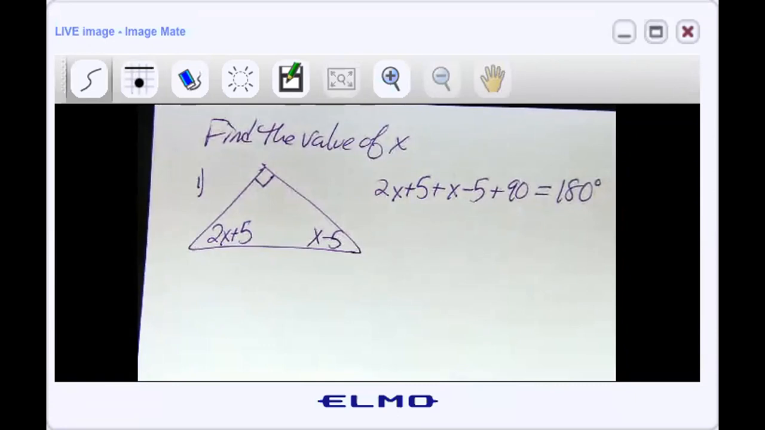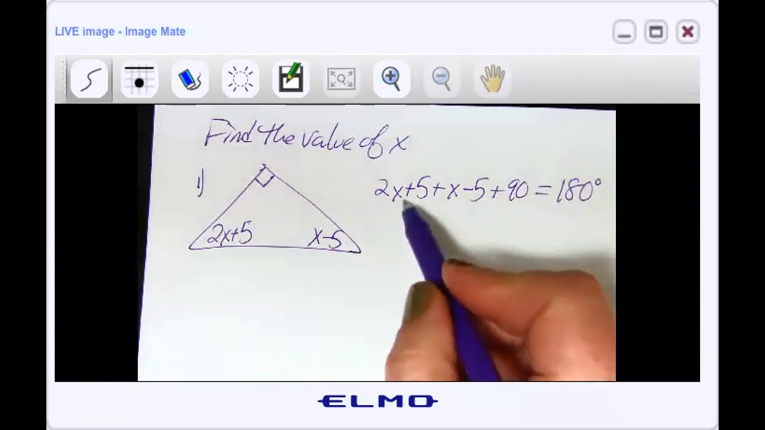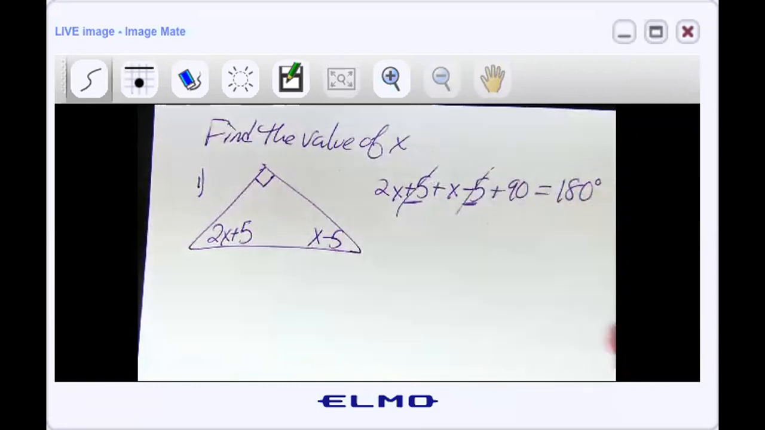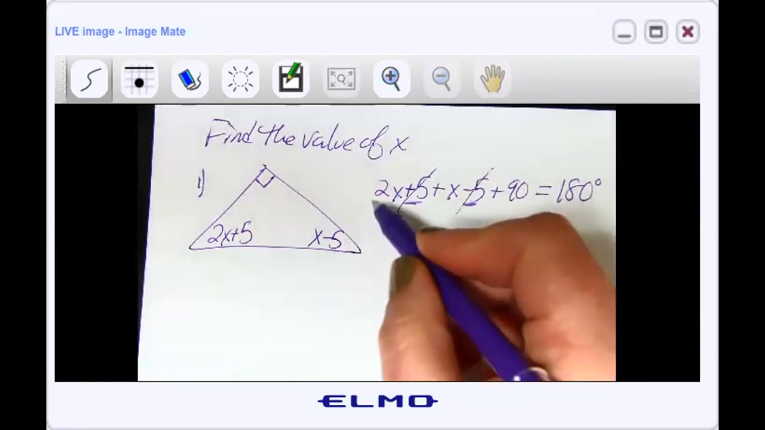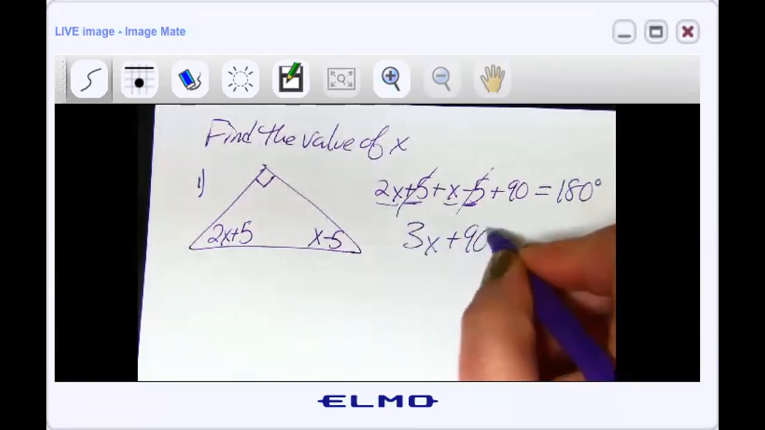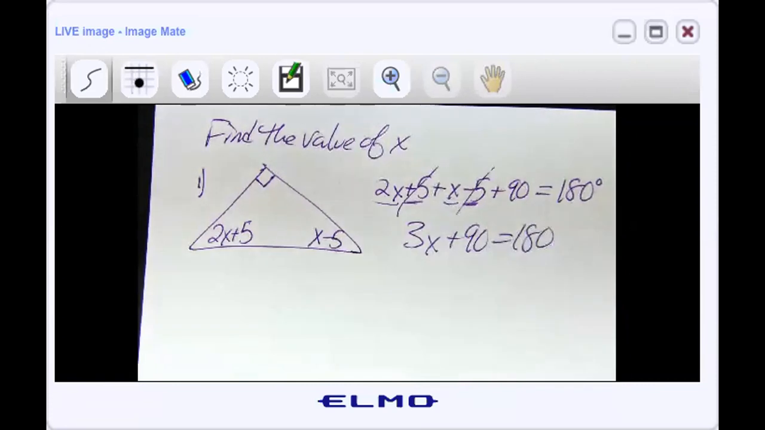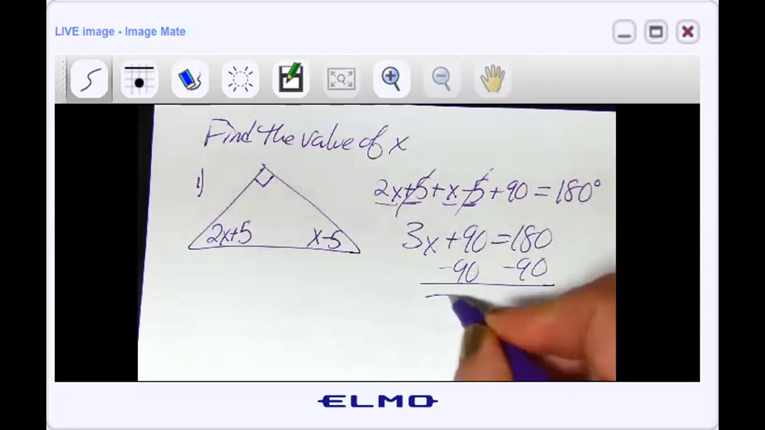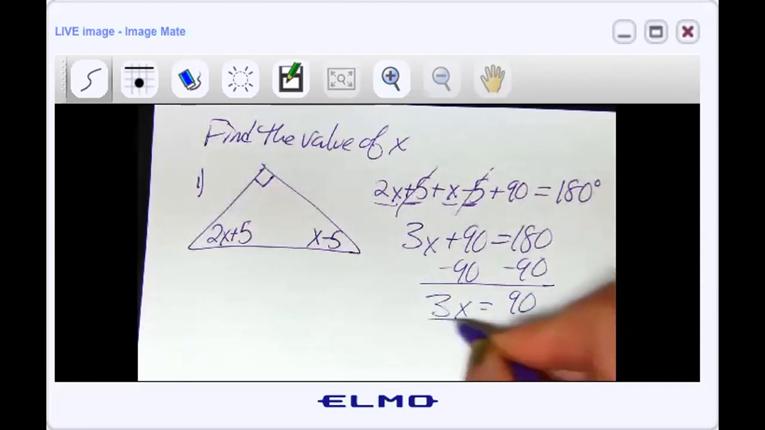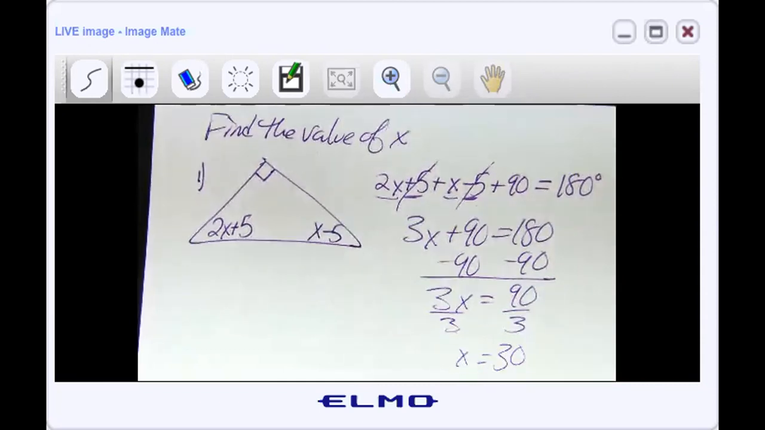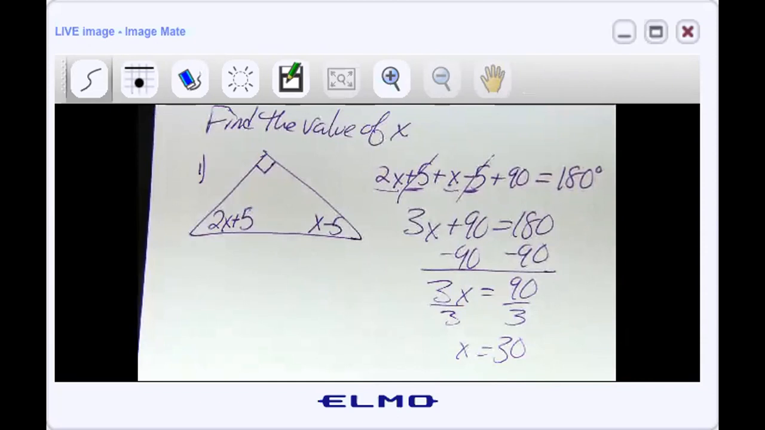If I look at just the left-hand side, I notice I have a plus 5 and a minus 5. They're actually going to cancel each other out, right? Plus 5 and minus 5 just go away. Then I have 2x and x, so together that's 3x plus 90 equals 180. And now I can solve this equation like I always do. Minus the 90. Divide by 3. So yes, those of you that got 30, I agree with you. This is the correct answer.